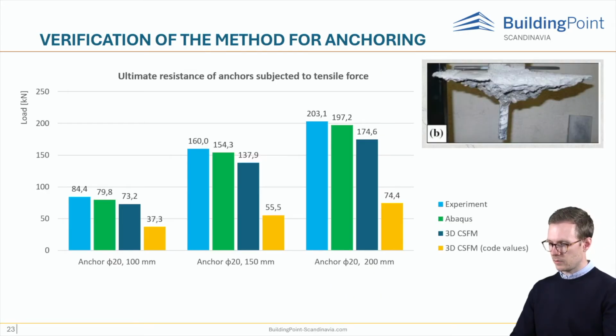In this slide, we can see the different results for anchors of 3 different lengths, same diameter. It shows that the 3D CSFM is the most conservative compared to the experiments and Abaqus results. And the yellow column represents the design values, showing that there is a significant safety buffer in our designs.